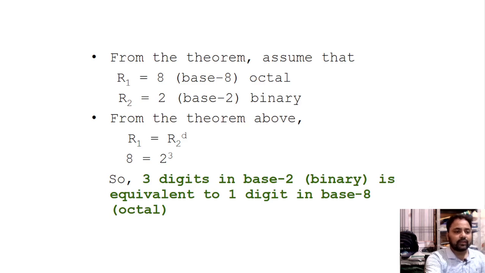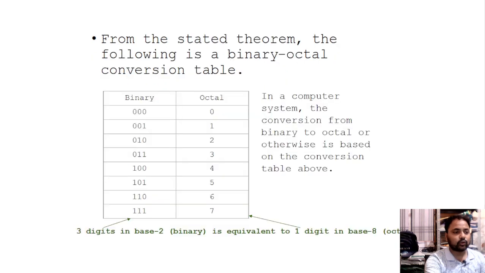Here, from the theorem, assume that r1 is equal to 8, base 8 octal, and r2 is equal to 2, base 2 binary. From the theorem above, r1 is equal to r2 to the power d, so 8 equals 2 to the power 3. So 3 digits in base 2 binary are equivalent to 1 digit in base 8, which is octal. From the stated theorem, the following is the binary octal conversion table. You can simply see the table here.